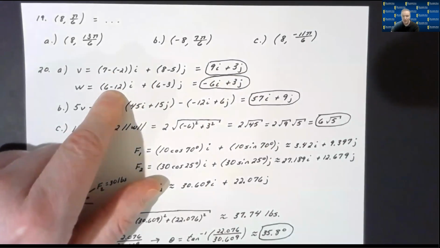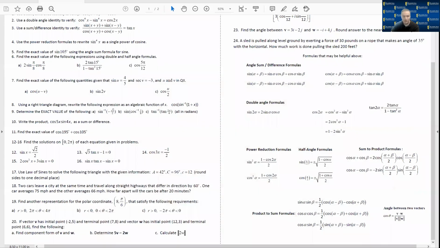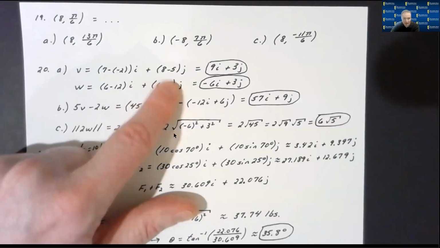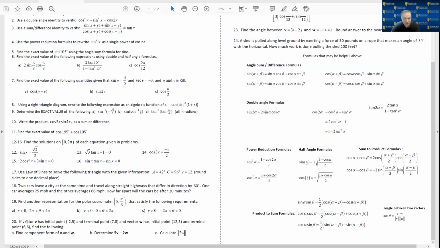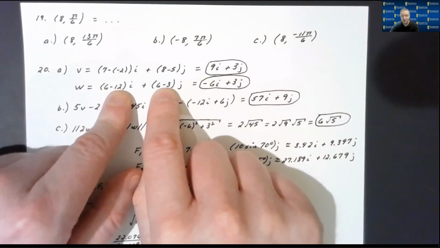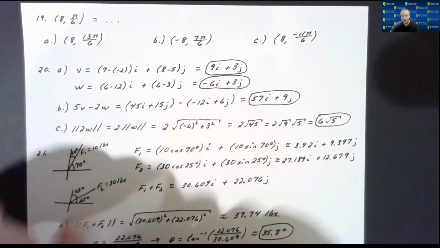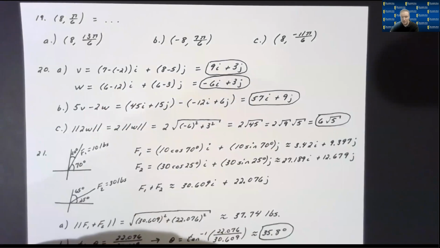Similarly, for vector w, I would say, well, x2 minus x1 gives the coefficient of i. And you can see my coefficient of i is going to be 6 minus 12. And then for the coefficient of j, I have 6 minus 3. That's because that's y2 minus y1, 6 minus 3. And so I can see, okay, for vector w, what does it do? It moves an object 6 units to the left and 3 units up. Thus, its vector format is negative 6i plus 3j.